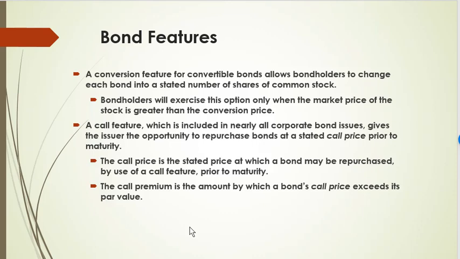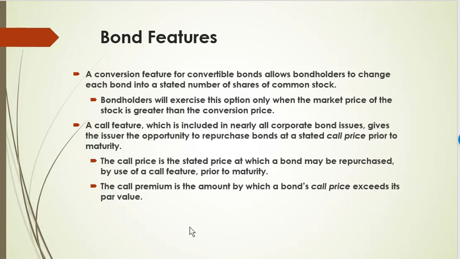Now, there are two features in bonds that we do need to talk a little bit about, and one is called a conversion feature. A conversion feature allows the investor to change their bond into common stock. So you would want to do this if you thought that after you had the bond, there was greater opportunity investing in the company's stock than in the bond. And of course, there is a calculation of when that would make sense to do.